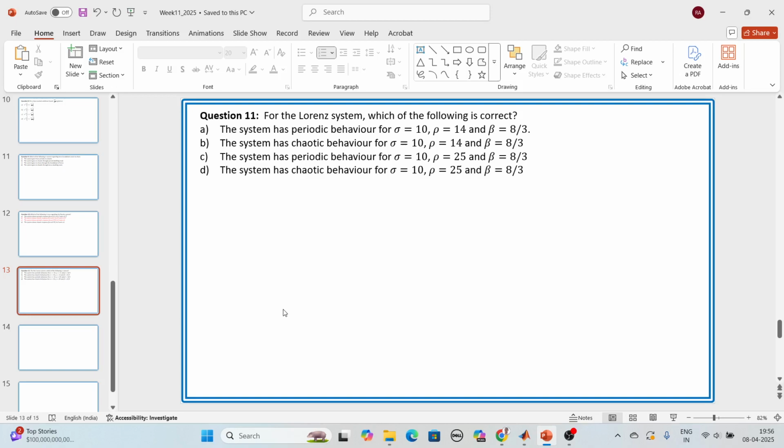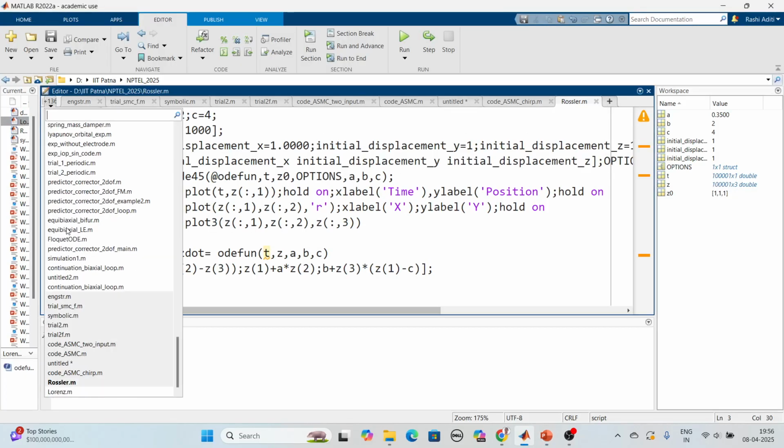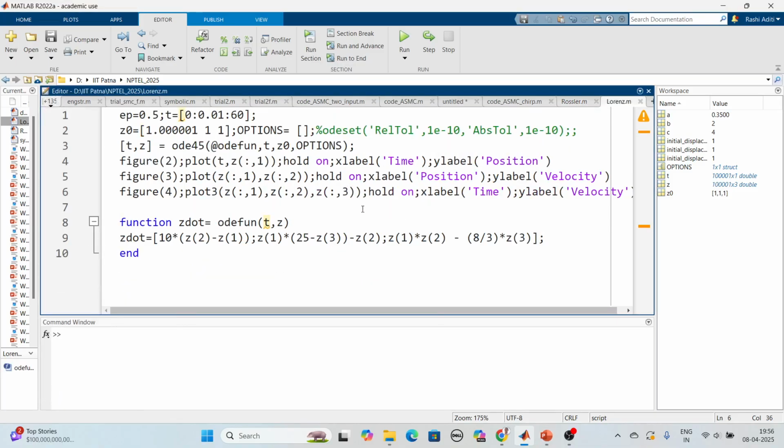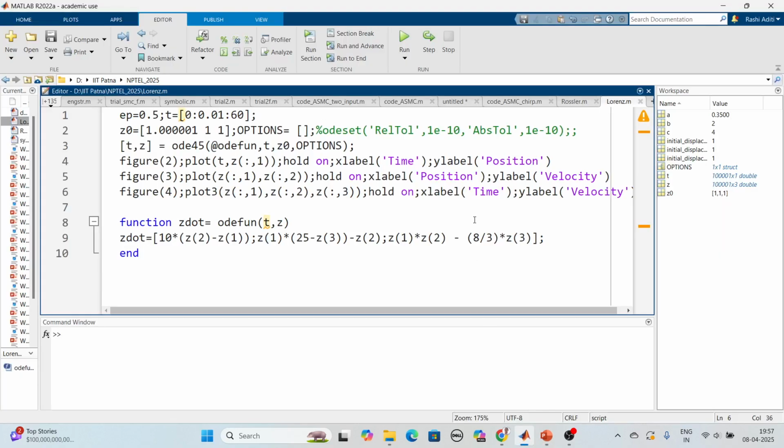Coming on to question number 11, which is based on the Lorenz system. Again, we have two sets of parameters to look into. First, we'll open the code. Yes, so we have sigma 10, rho 14, and beta 8 by 3. Okay, so we'll simulate the system.